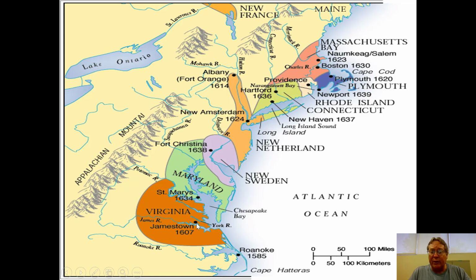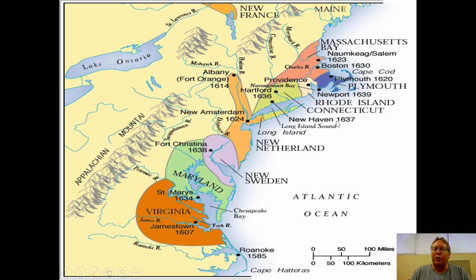The English have established their colony of Virginia. It starts out with the Jamestown settlement in 1607, but by the 1640s has grown into a fairly large colony comprising the area of what is today Virginia. North of it is another English colony called Maryland that starts about 30 years after the English settlements at Jamestown start.